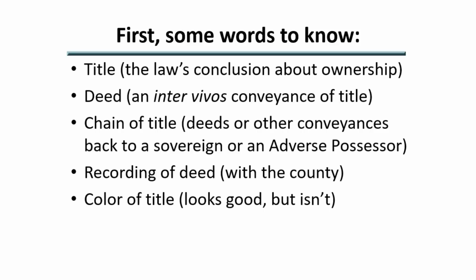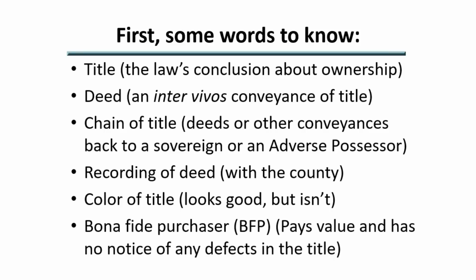Color of title is also a document, but it isn't a valid one. Color of title looks like a valid document, something that would give you ownership of the property, but there's something wrong with it. It's defective in some way, even though on its face it appears to be okay. Common examples would be a deed with a signature that's a forgery. It isn't really the signature of the owner of the land, or a deed that was never delivered, or a deed that's got a defect or error in its legal description so that it doesn't really convey the title to the land in question. So color of title looks good, but isn't.